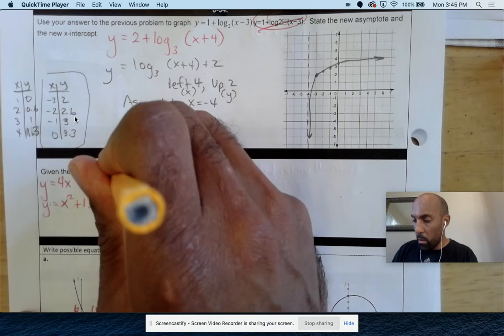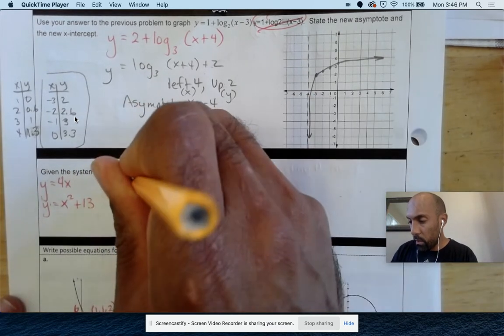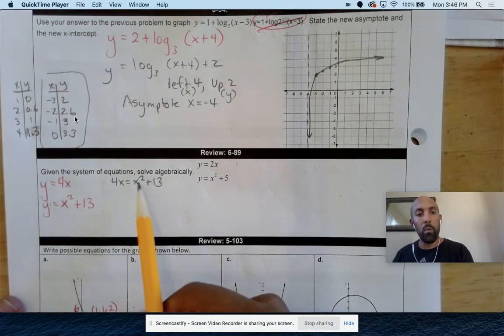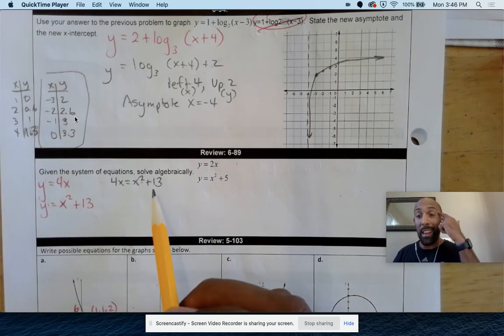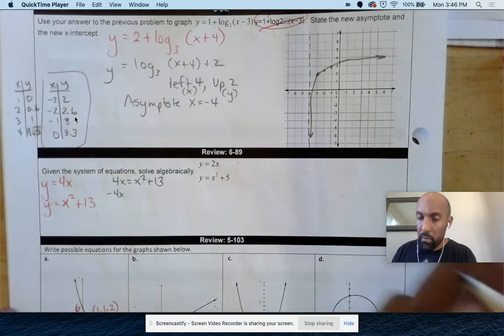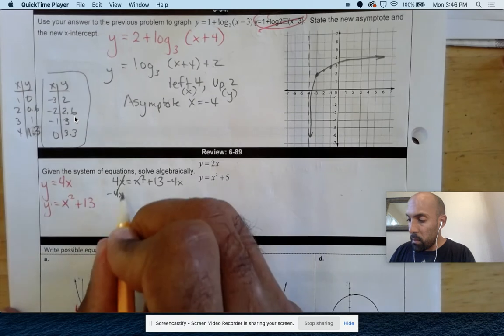So let's do 4x equals x squared plus 13. All right, now quadratic, x squared, automatically I'm thinking I gotta make everything equal to 0. So let's remove this 4x from this side and subtract it from both sides.